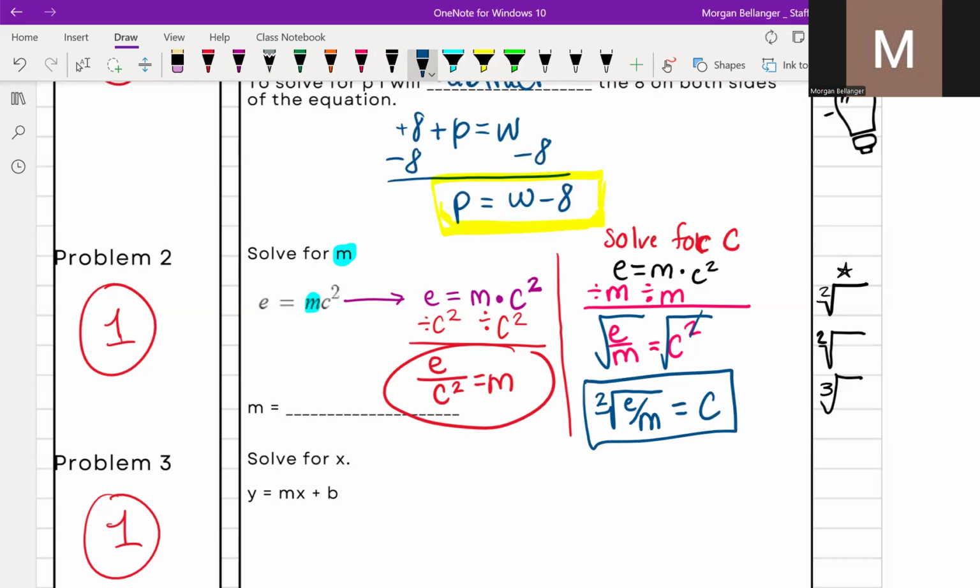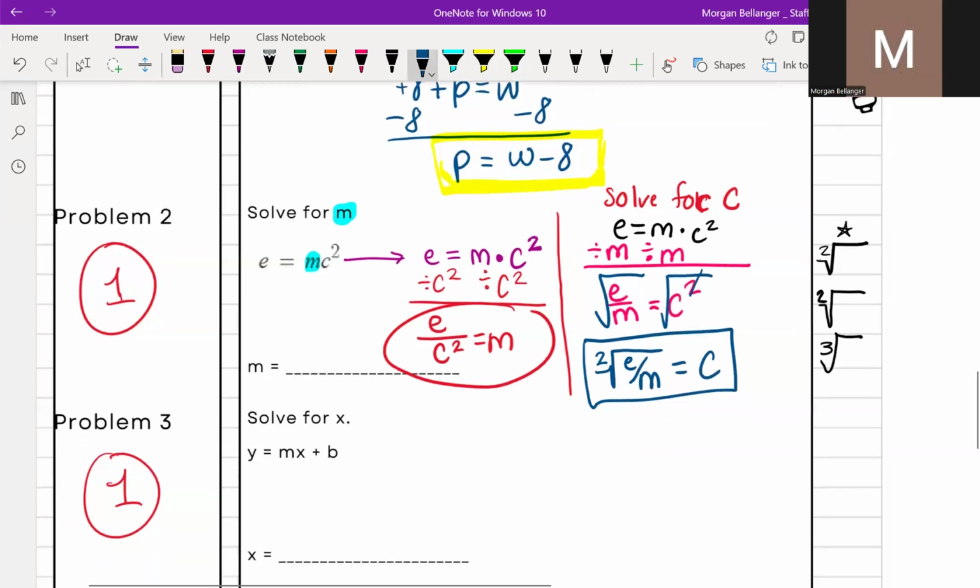So that is how you would approach it with an exponent, which is the little number up top, by the way, if you didn't know.